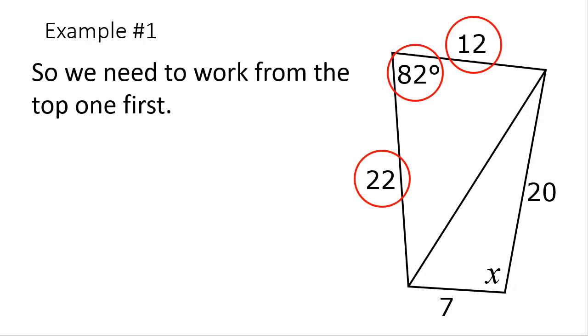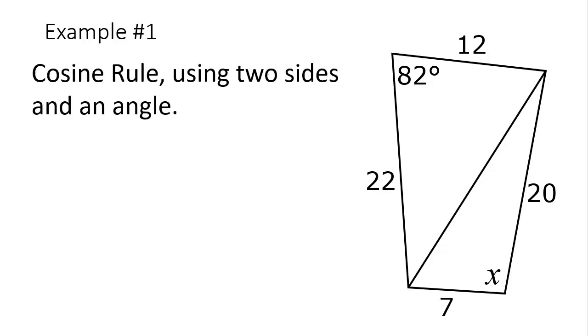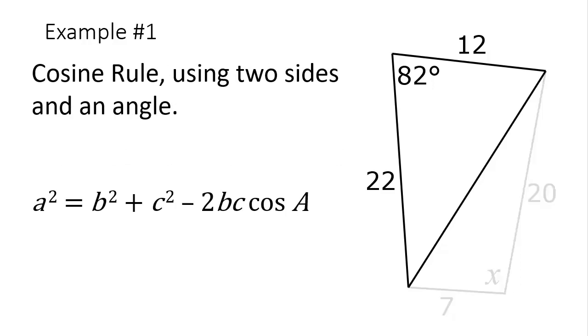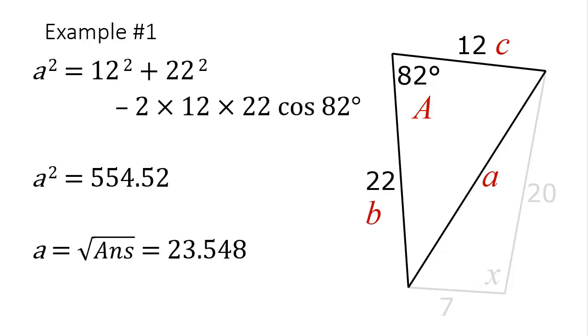So top triangle, we have no angle side pair. The only angle gives an unknown side, so we can't use the sine rule. We have to use the cosine rule, 2 sides and an angle, which gives us the side opposite, which is going to be A. Stick our values in, and we find that A is 23.548.